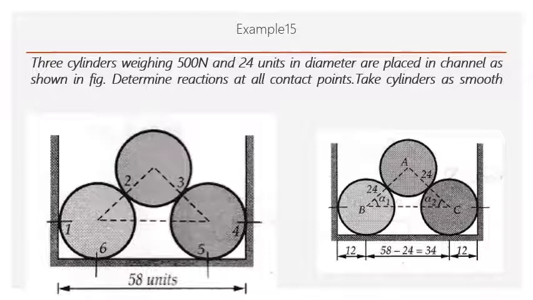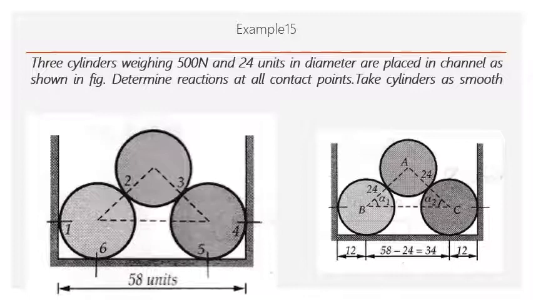Now it is the case of 3 cylinders. We have seen the problems of 1 cylinder and 2 cylinders. Now it is the case of 3 cylinders. Similar to the previous problem, 3 cylinders weighing 500 Newton and 24 units in diameter. Diameter is given, observe, not the radius. They are placed in a channel as shown in the figure. Determine the reactions at all the contact points. Take cylinders as smooth. That means contact reactions will act perpendicular to the line of contact.